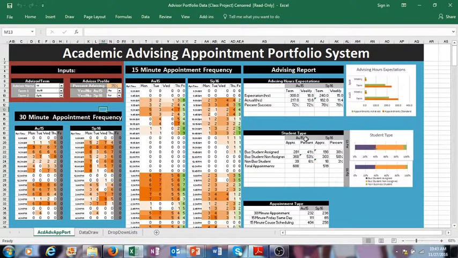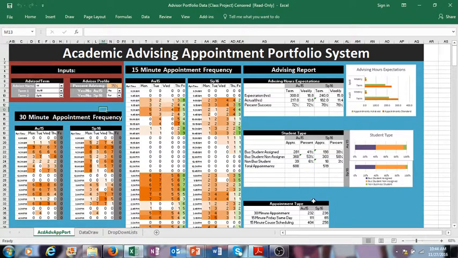The next part is student type. This is going to show us what types of students we're meeting with, whether they're business students that are assigned to that advisor, general business students who are not assigned to that advisor, or non-business students. This is also represented over here in the graph of different percents. It looks like this particular advisor tends to meet more with students that are not assigned to them.